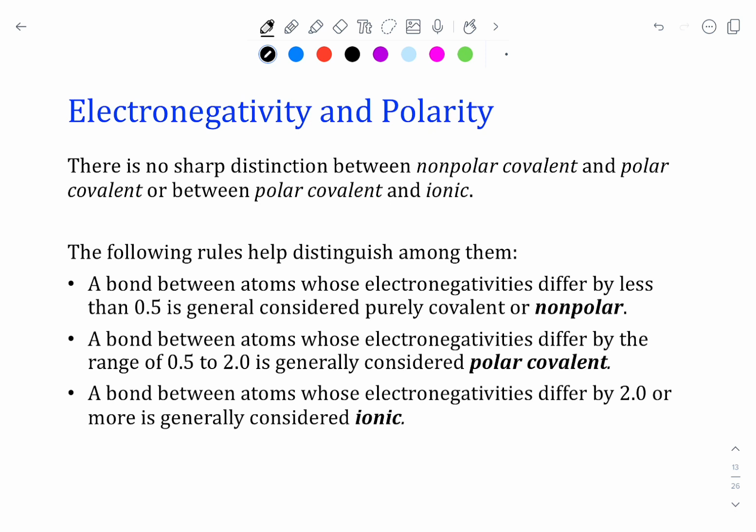Okay, so there's no sharp distinction between nonpolar covalent and polar covalent bonds, or even between covalent and ionic bonds, or polar covalent and ionic bonds. There really is no difference in terms of specific atoms that form those types of bonds, but we can have some rules that generally help us distinguish the difference in bonds. And it looks at their difference in electronegativity. So we look at delta EN. So that's the difference in electronegativities.